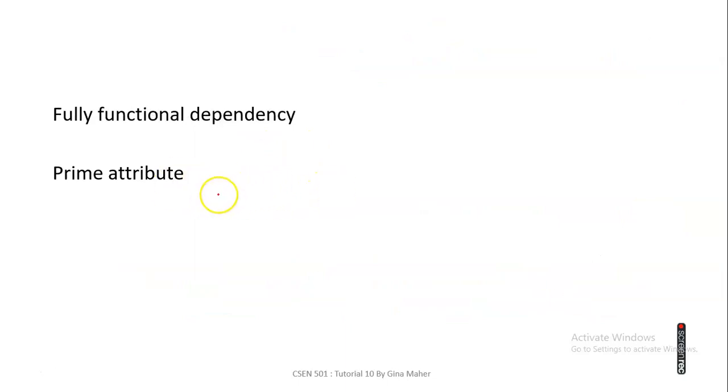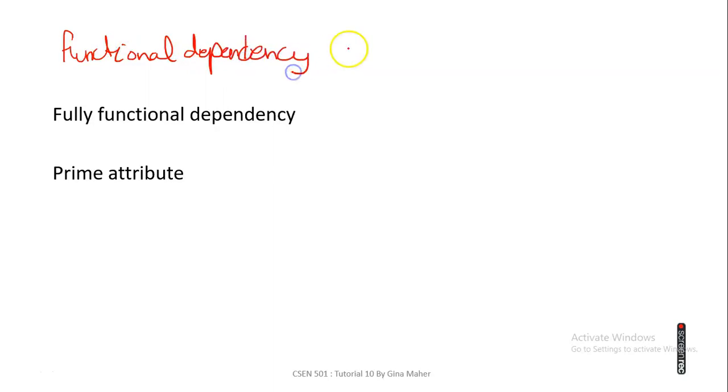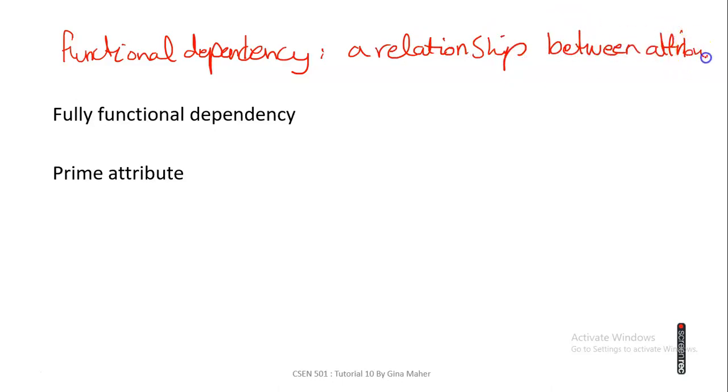In order to understand the normal forms, we have to understand these terms: the functional dependency, the fully functional dependency, and the prime attribute. Let's start with the functional dependency. What is a functional dependency? Actually, it's a relationship between attributes.